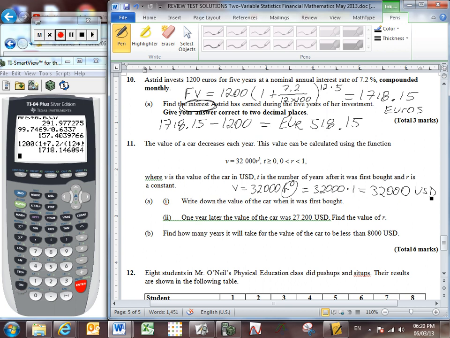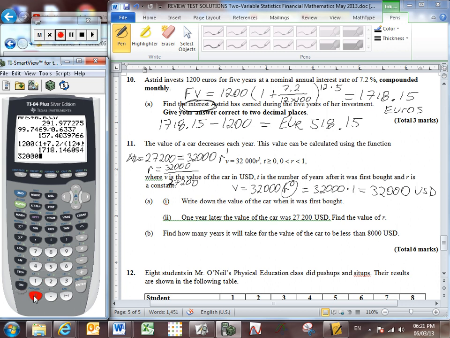1 year later, the value of the car was 27,200. Find the value of r. So after 1 year, the value was 27,200, and we know that V is equal to 32,000 times r to the power of t, and t is 1 here, isn't it? Because 1 year has passed. And so now we can figure out the value of r. We'll divide both sides by 32,000 to get the r alone. In other words, we're finding out the common ratio in a geometric sequence by taking the division of 2 consecutive terms.